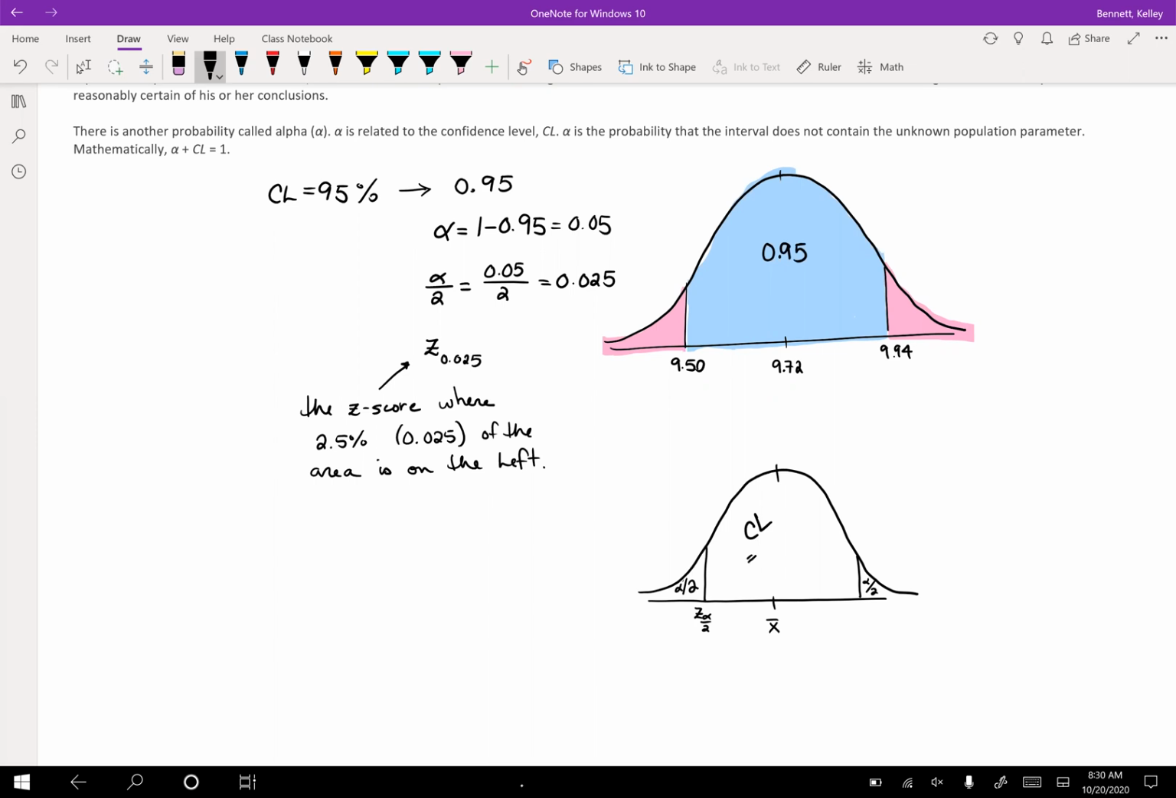And remember that the confidence level and alpha are complements of each other. So if your confidence level is 70, alpha is 30, and you've got 15% in each tail. If your confidence level is 99, alpha is 1, and you've got 0.5% in each tail. We will practice this a bunch. And guess what? Excel will compute it for you.